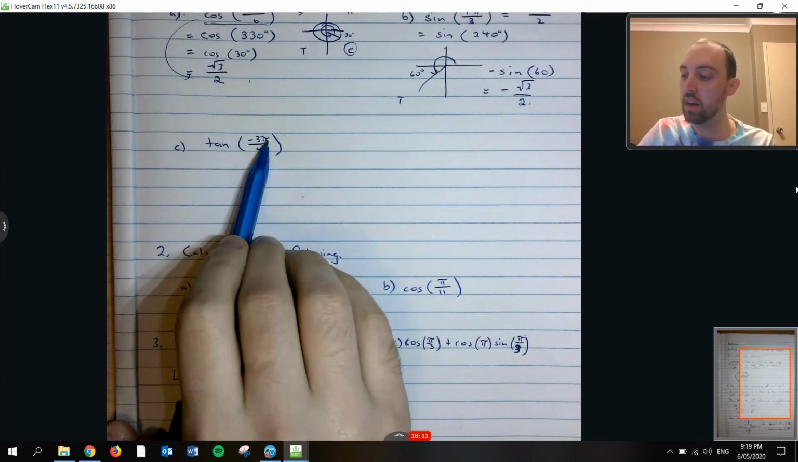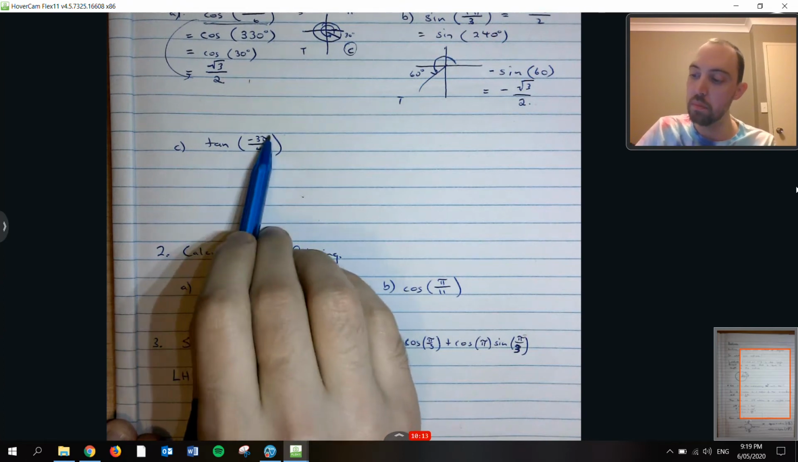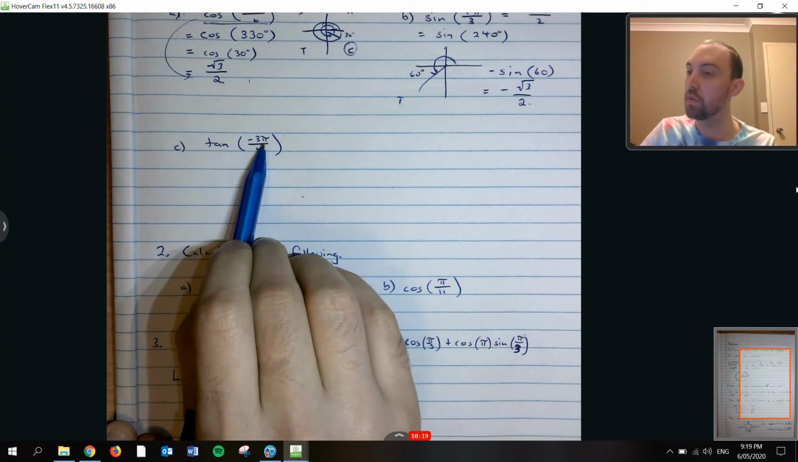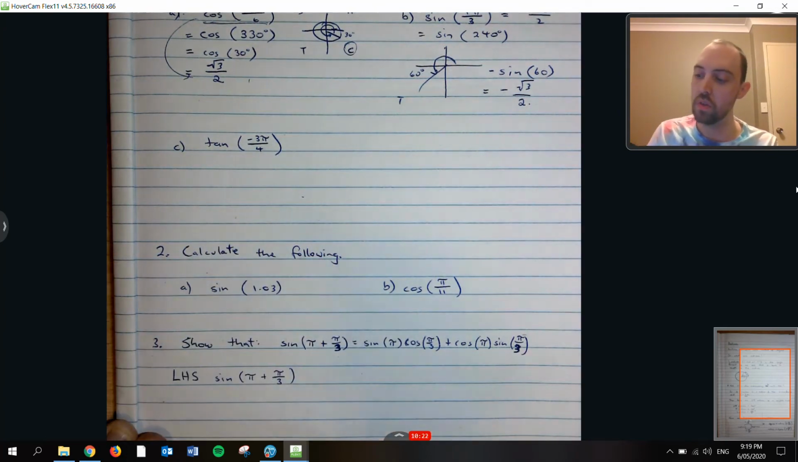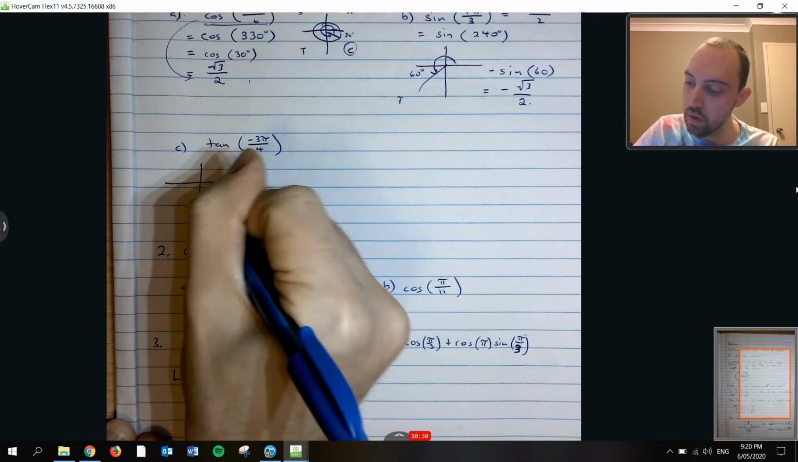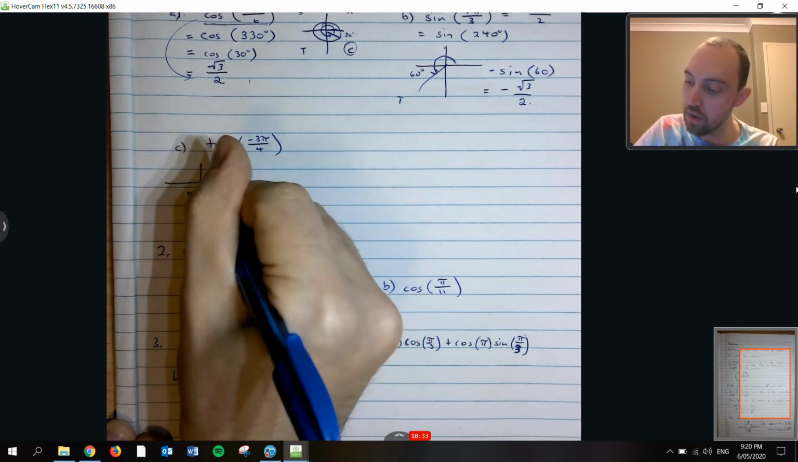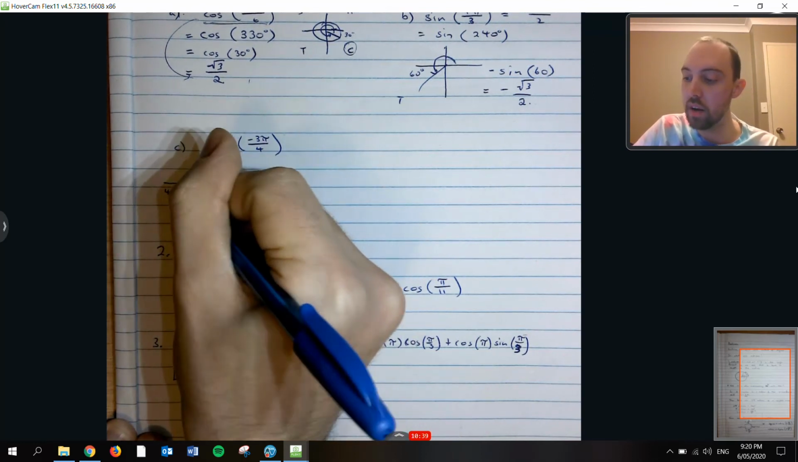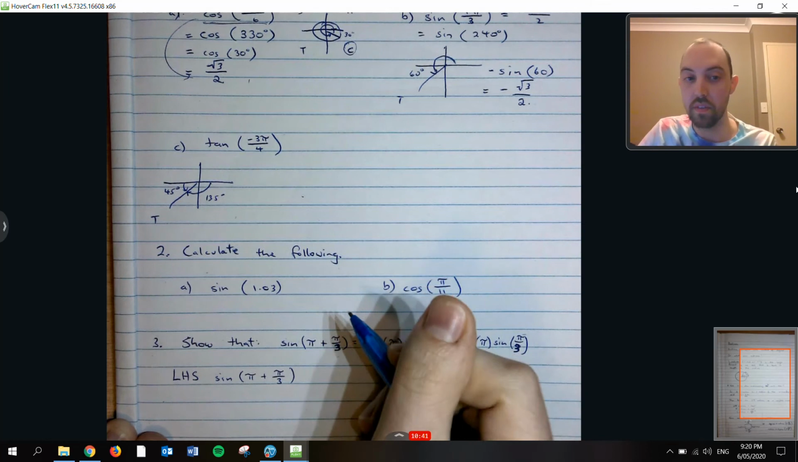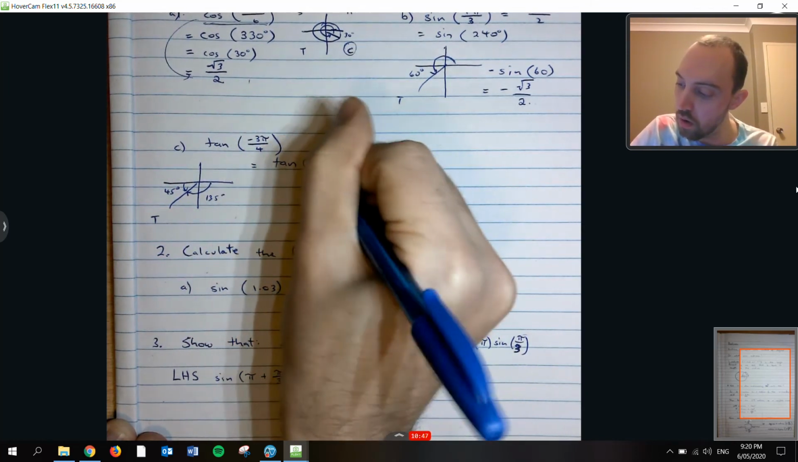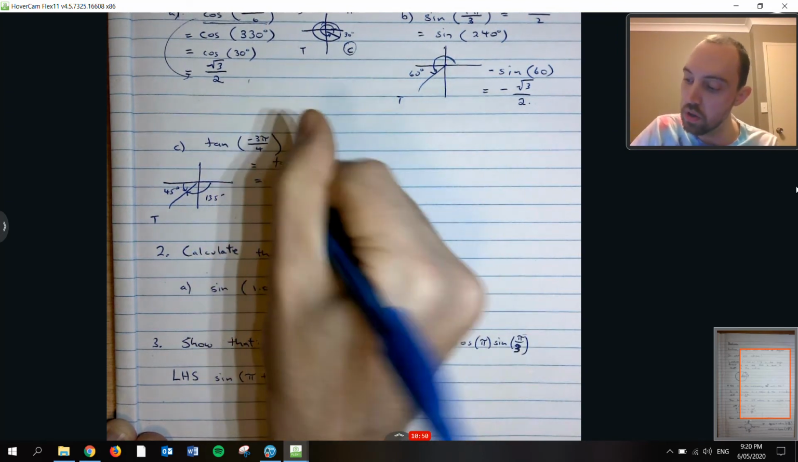Tan of negative 3 pi on 4. Pi on 4 is 45 degrees, and we're going negative 3 lots of 45, which means we're going 135 degrees in a clockwise fashion. 135 degrees in a clockwise fashion, which means we're 45 degrees away from our x-axis. Tan is positive in the third quadrant, so it's the same as tan of 45, which should be 1.